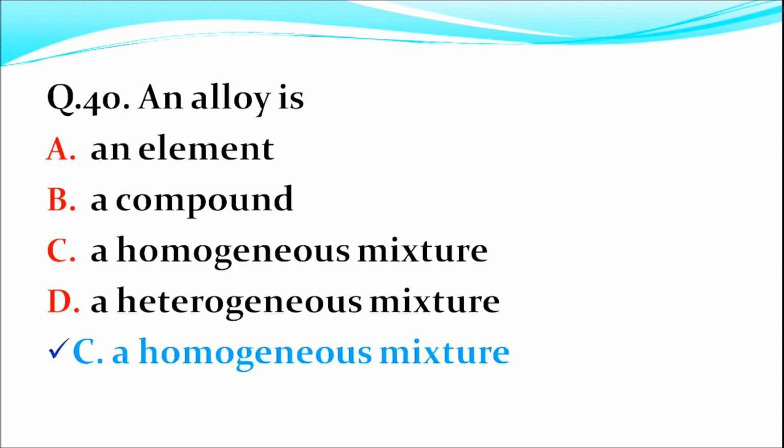Next question. An alloy is option A an element, option B a compound, option C a homogeneous mixture, option D a heterogeneous mixture. Correct answer is option C. An alloy is a homogeneous mixture.